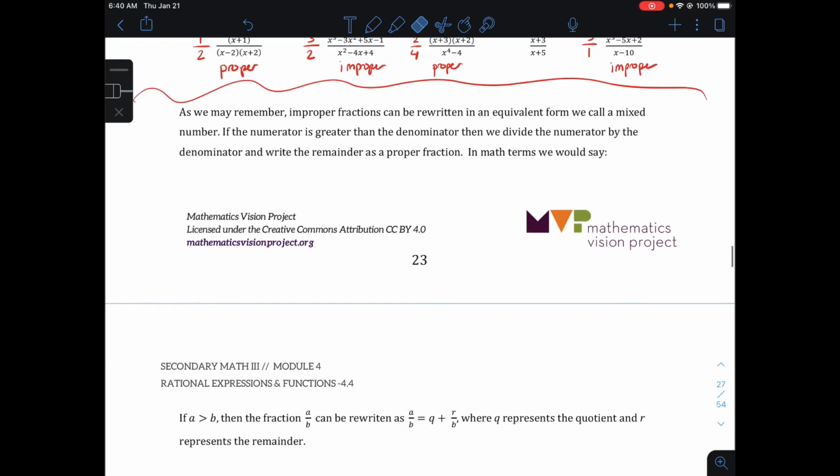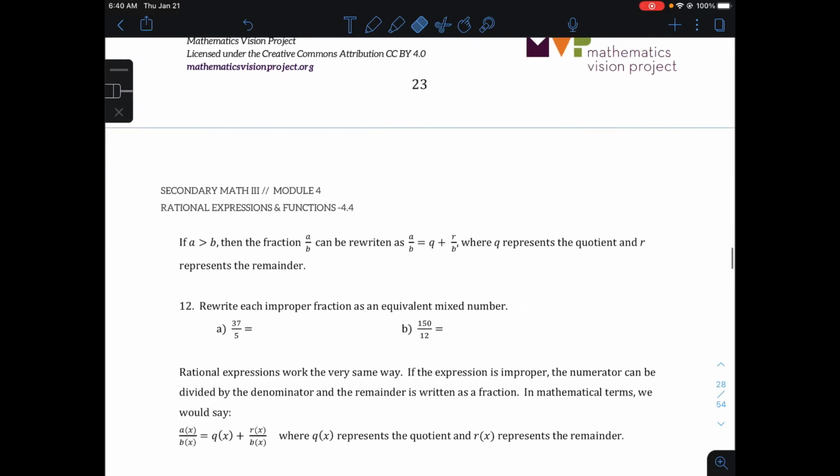As you may remember, improper fractions can be written in an equivalent form we call a mixed number. If the numerator is greater than the denominator, then we will divide the numerator by the denominator and write the remainder as a proper fraction. In math terms, if a is greater than b, then the fraction a over b can be written as a over b equals q plus r over b, where q represents the quotient and r represents the remainder. So that's a lot of words.